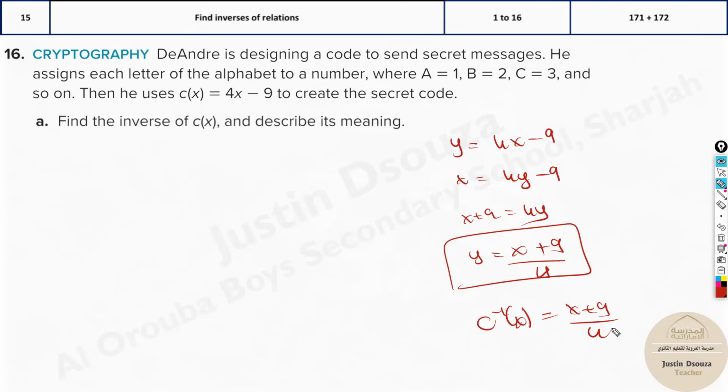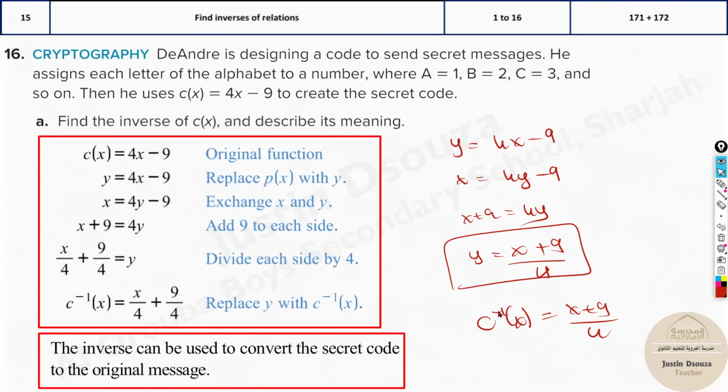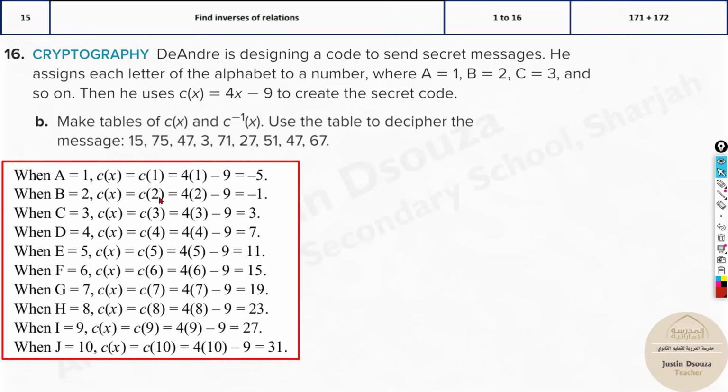So this is how you can decode the code. Basically, you can find the meaning of the code. The inverse can be used to convert the secret code to the original message. Now here, make tables of C of x and C inverse of x and use the table to decipher the message. Now this is never going to come for the exam. What you need to basically do is write out all the code over here for these alphabets.